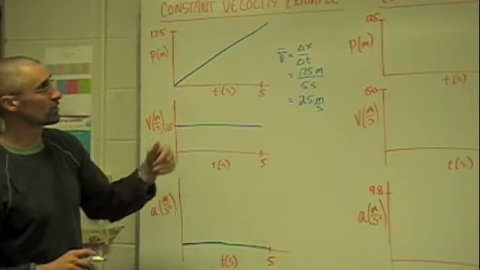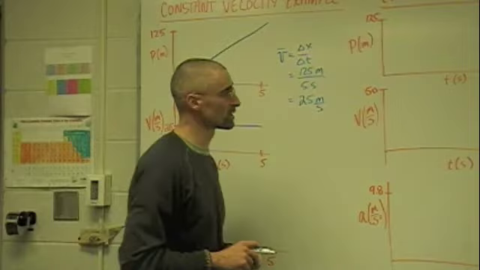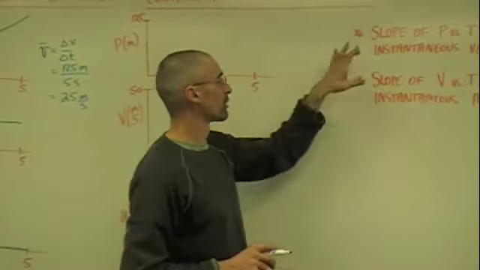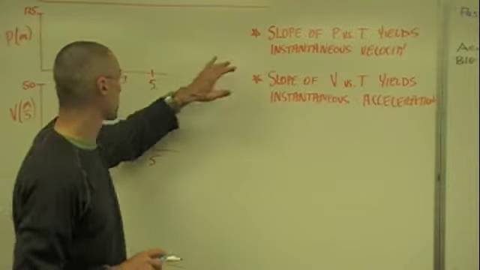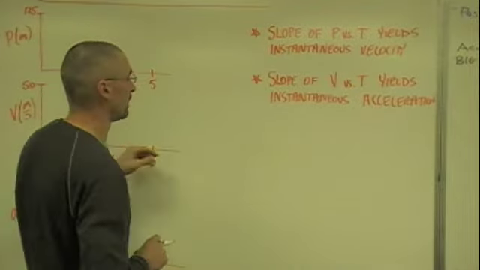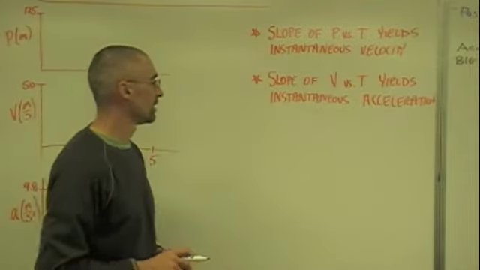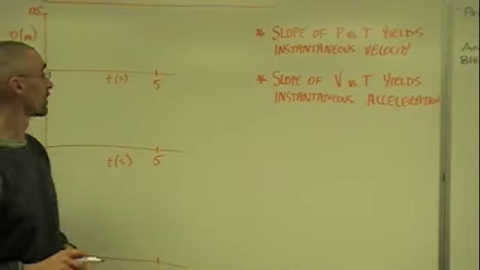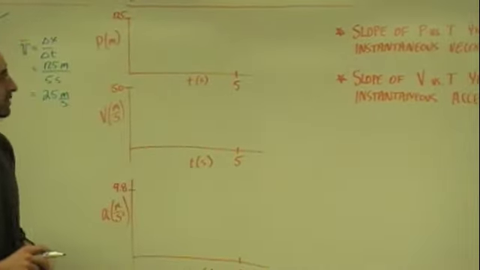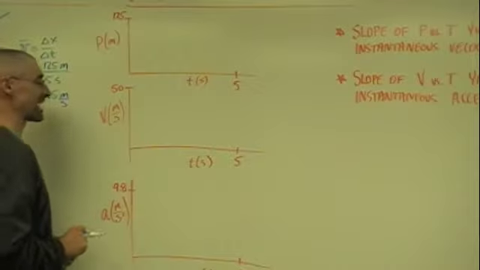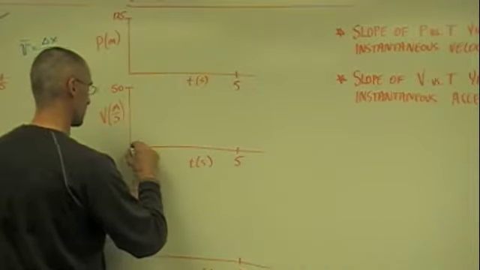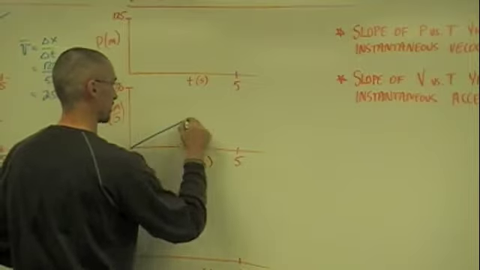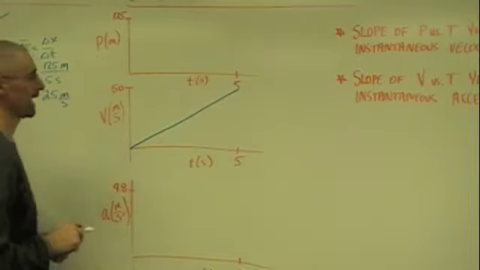Now we're going to move over to our constant acceleration example. And guys, keep on remembering the slope of the position versus time yields instantaneous velocity, which we did back here. And the slope of the velocity versus time yields your instantaneous acceleration. So in this case, guys, if we're accelerating at a constant rate, our velocity this time is going to be linear and increasing up like that.